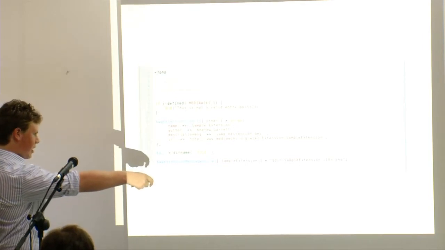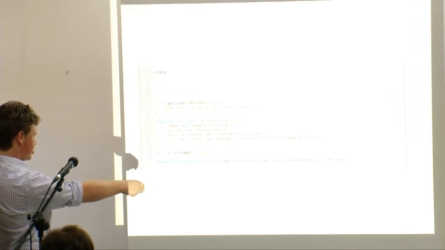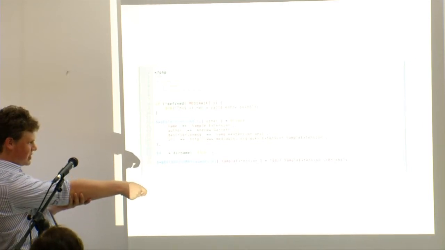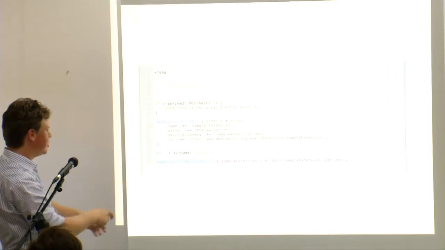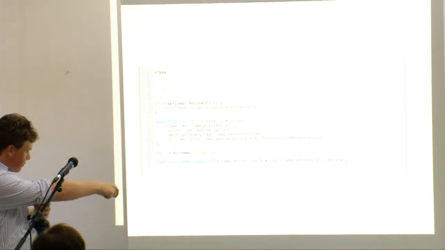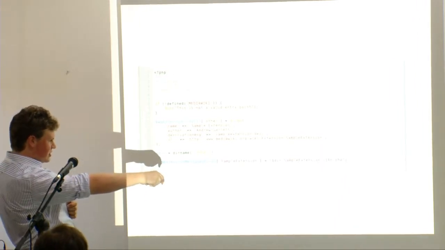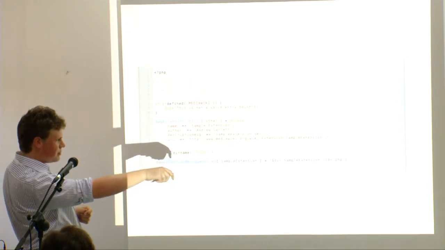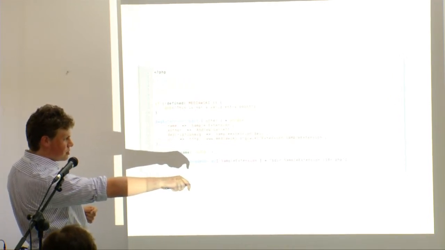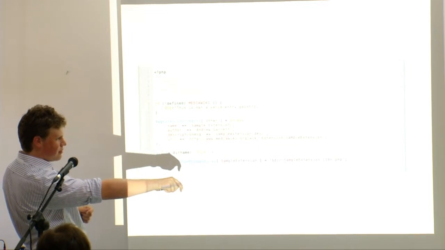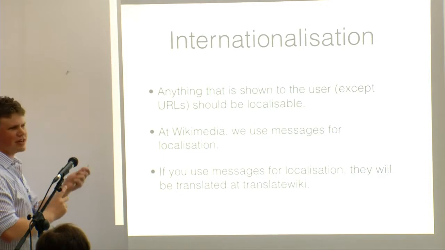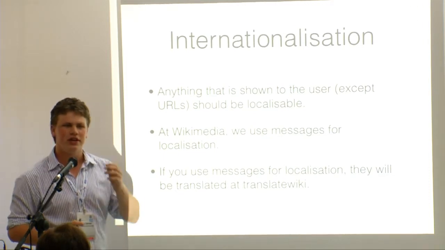And then down the bottom, just before I get onto internationalization, this is telling MediaWiki where it can find the internationalization file for this extension. So again, you have a global variable, you set the sample extension property in that global variable, in this case the key is the name of the extension, and then you have a file where they can find translations for this extension. So, just as an aside, internationalization.